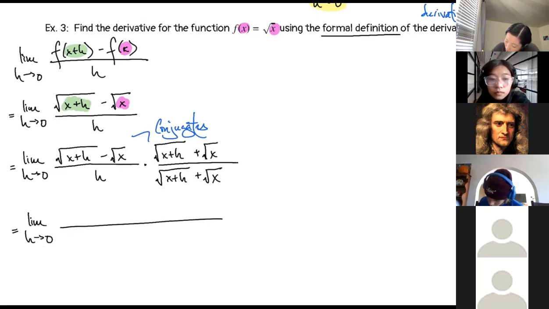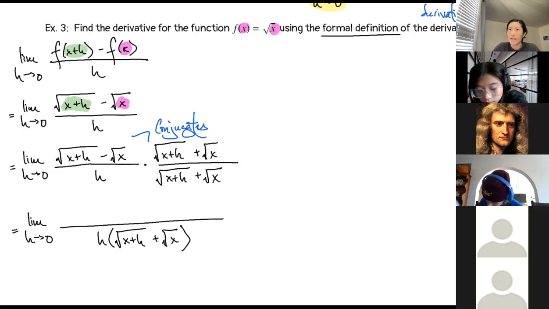Now we are going to clean up the top because that's where the conjugate pairs are. So we're going to FOIL out the top, but the bottom, we're going to leave it alone. So we're just going to write the bottom as h times square root of x plus h plus square root of x. And when I multiply out the top, I notice that I have a square root of x plus h and a square root of x plus h. And that's just going to give me x plus h.